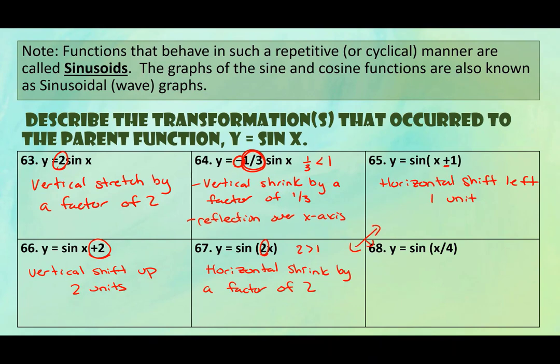And this last one here is we have sine of x over 4. Now, please note that we should probably rewrite this if we're going to be looking at it. So we have y is equal to sine of 1/4 times x. 1/4 times x is the same thing as x divided by 4. And by writing it like this, now we know that 1/4 is what our factor is going to be. Now, because this is less than 1, it's going to be a horizontal stretch. And we're going to be stretching it by a factor of 4.